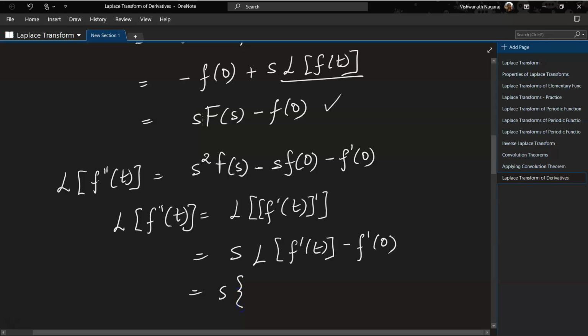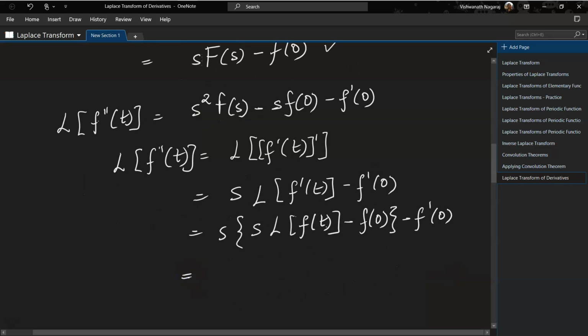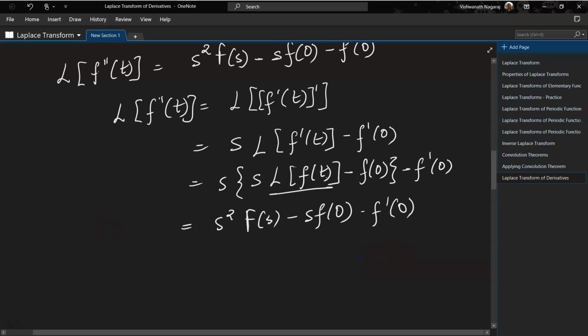So this becomes s times, again when we apply we get s times Laplace of f of t minus f of 0, minus f prime of 0. So if we open up this bracket, we get s square F of s minus s times f of 0 minus f prime of 0. If you do it for the third derivative, fourth derivative, you will see a pattern emerging.